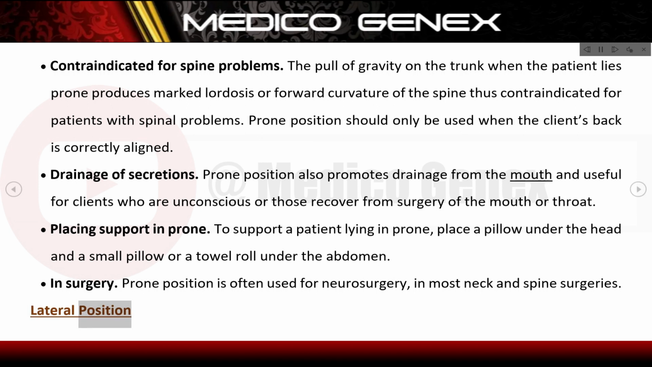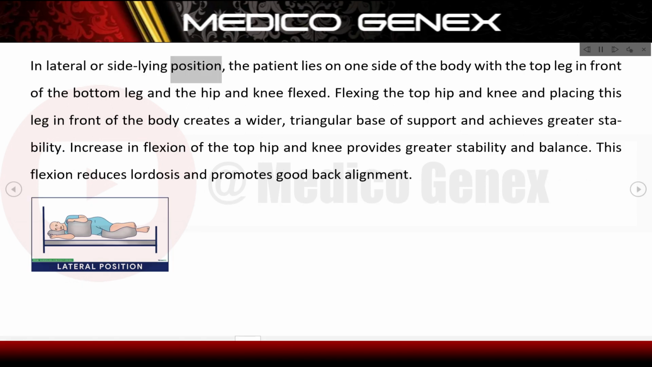Lateral position. In lateral or side-lying position, the patient lies on one side of the body with the top leg in front of the bottom leg and the hip and knee flexed. Flexing the top hip and knee and placing this leg in front of the body creates a wider, triangular base of support and achieves greater stability. Increase in flexion of the top hip and knee provides greater stability and balance. This flexion reduces lordosis and promotes good back alignment.